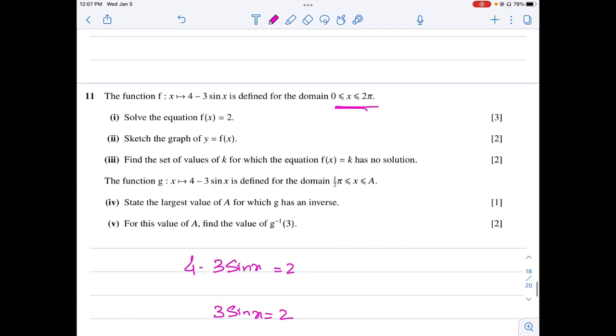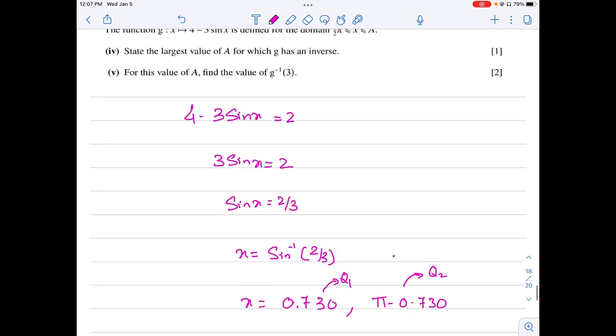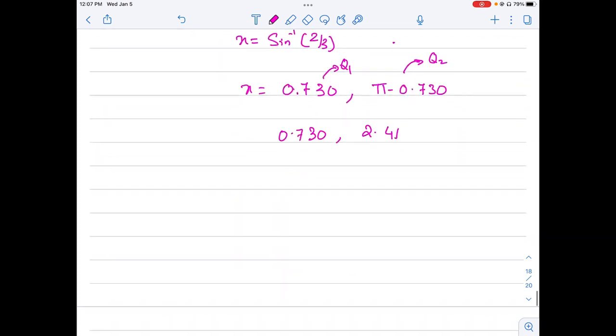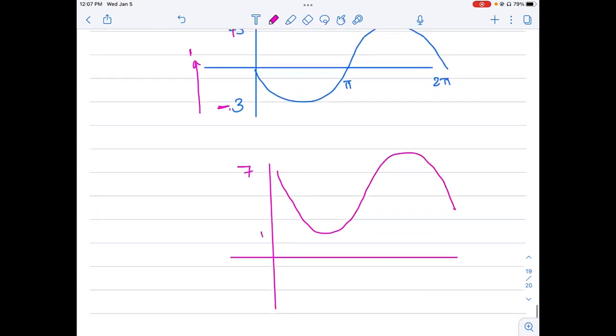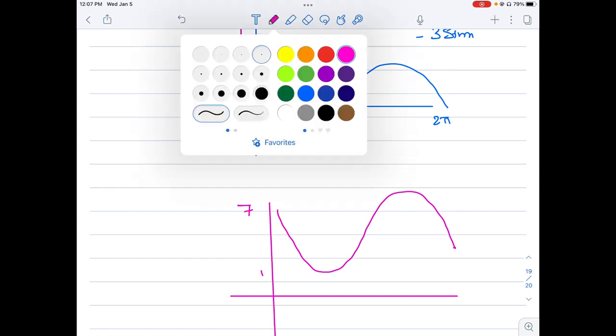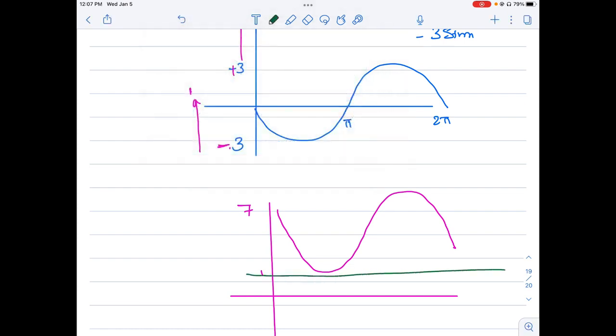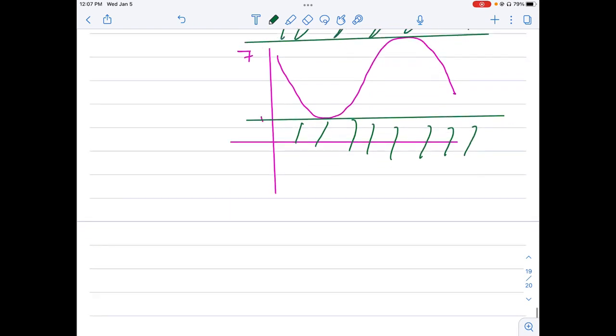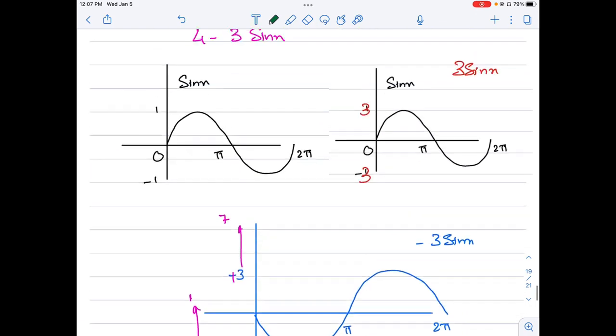Now what is he asking in the final? Find the set of values of k for which f of x equals k has no solution at all. So where is there no solution for this graph? If I draw a line over here, you can see that at 1 it is touching and at 7 it touches. So in this region and this region, it has no solution at all. So it should be k either less than 1 or k greater than 7.